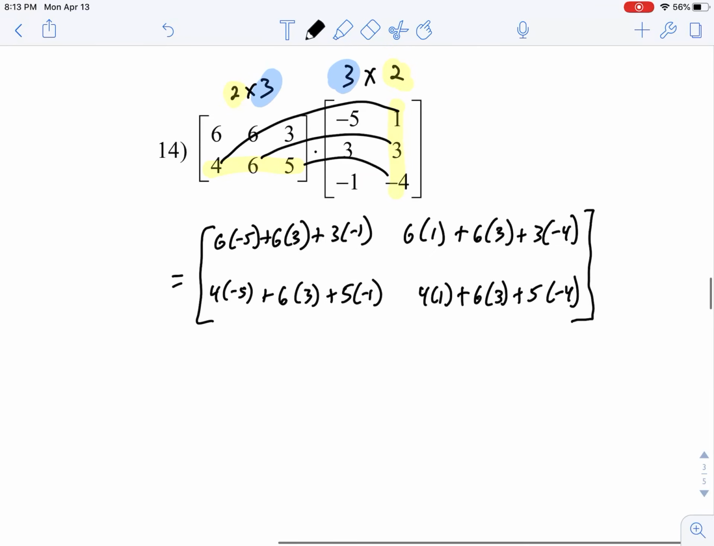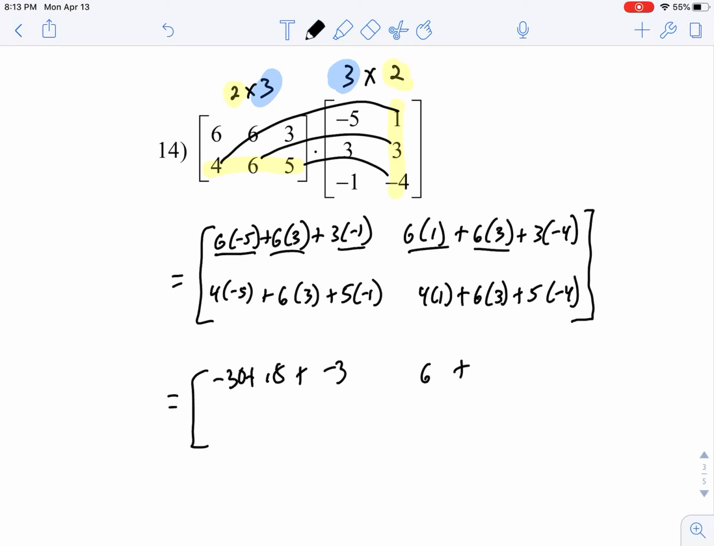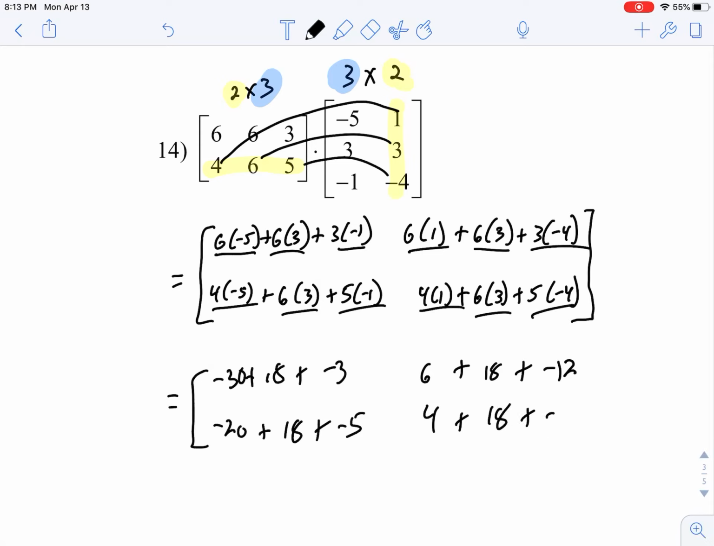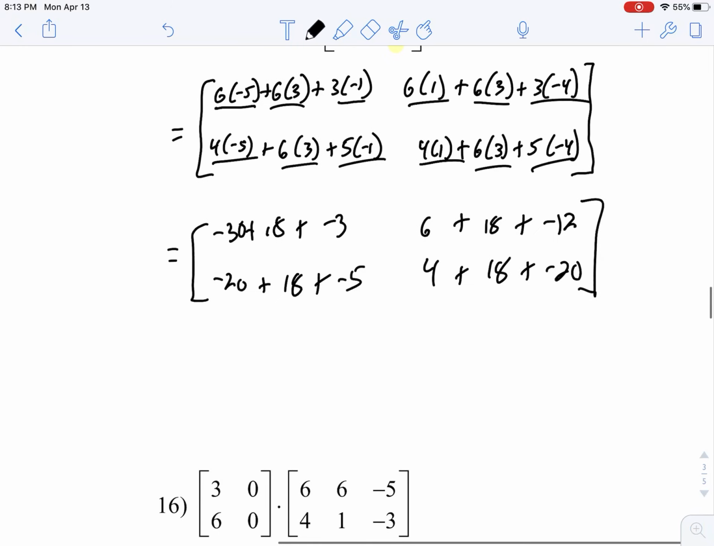Now we need to work this out. You could grab a calculator here if you want to make things a little less tedious. I'll still do mental math, so this is going to give me negative 30 plus 18 plus negative 3. Over here I'm going to have 6 plus 18 plus negative 12, negative 20 plus 18 plus negative 5, 4 plus 18 plus negative 20. And then I have some adding to do.